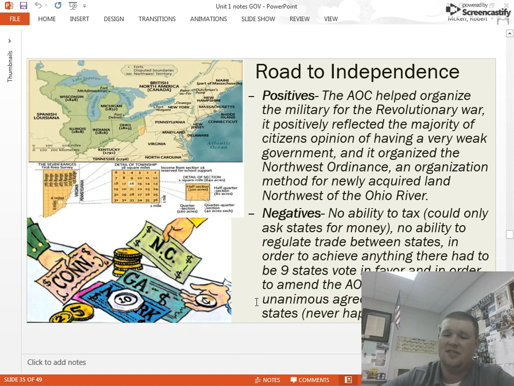So let's talk about the positives and negatives of the Articles of Confederation. First of all, it helped organize us to win the revolution. That's obviously the biggest positive. The majority of citizens wanted a weak government. They didn't want a strong government because they saw what happens with a strong government with the British. Taxes, abuses of power, quartering of soldiers, things like that.